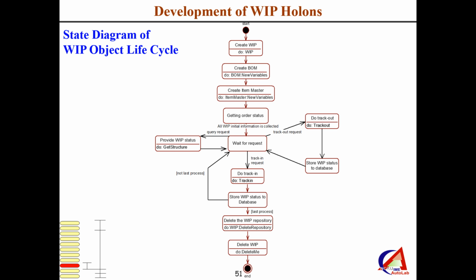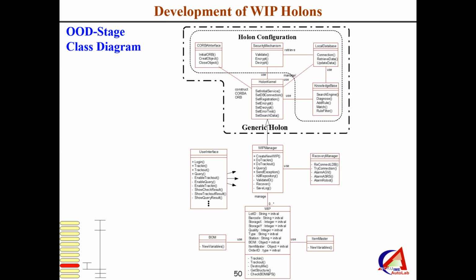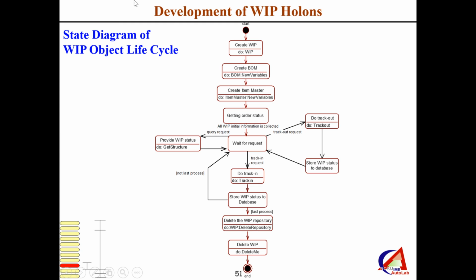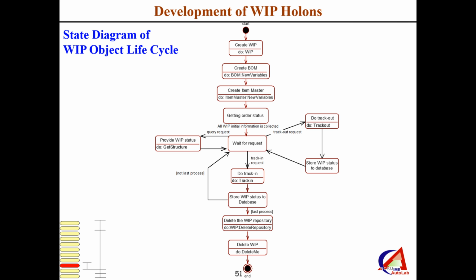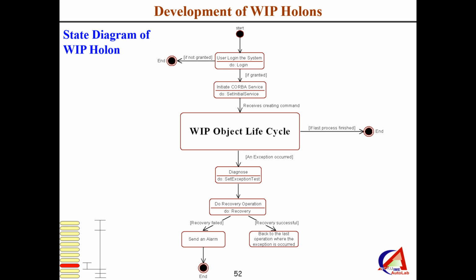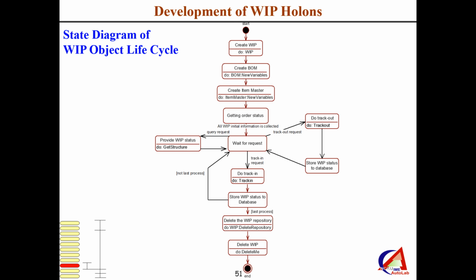Of course, if you try to have a state diagram for the whip Holon, then we will have a state diagram of the whip Holon. This is just the class diagram, showing you the data structure. But the state diagram will show you what the states are and how it works. The state diagram just shows you the dynamic behavior. And here you see the whip object life cycle. This is the state diagram, right? The whip object life cycle is shown here.